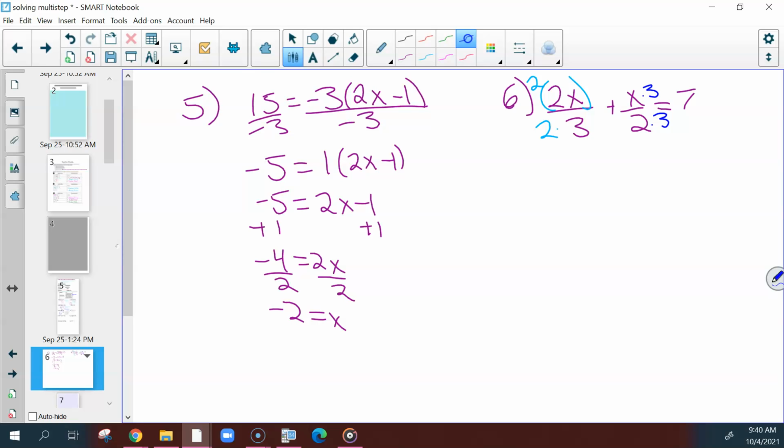So this method works because I'm trying to combine fractions. I'm not moving things or adding things to the other side, because that would be different. So we would have 4x over 6 plus 3x over 6. So I'm going to put them all as one fraction. Since these have the same denominator, I'm going to rewrite it.